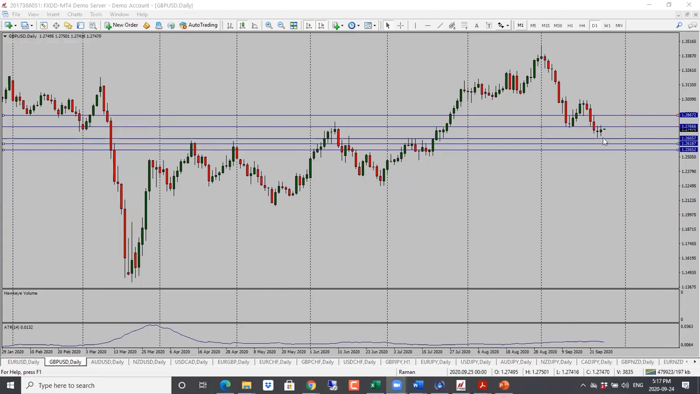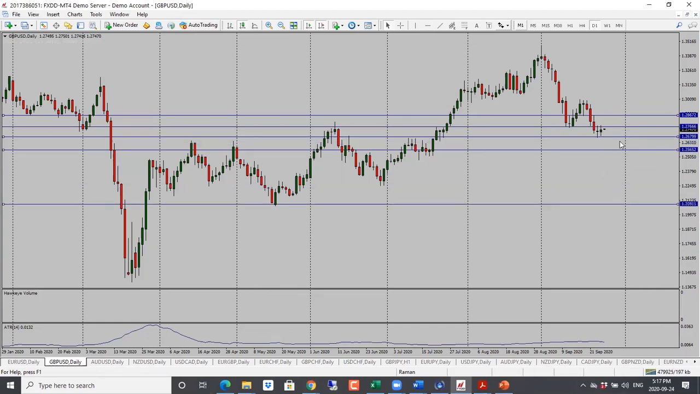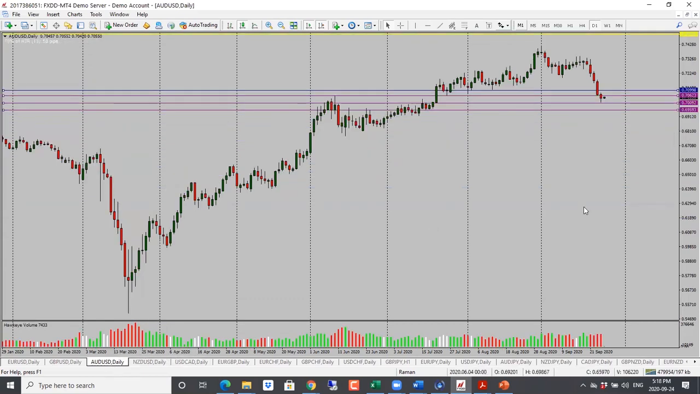So for now, I'm going to leave my levels here and wait and see which direction it breaks out. And so if it goes through the resistance, we'll aim for the next level here. But if it doesn't go through, then we will look for this move lower. So right now, pound dollar is looking neutral as well.